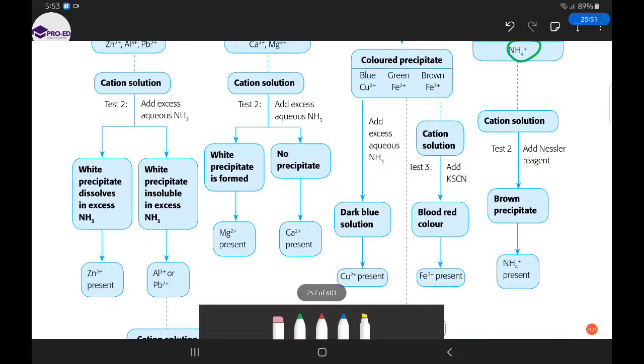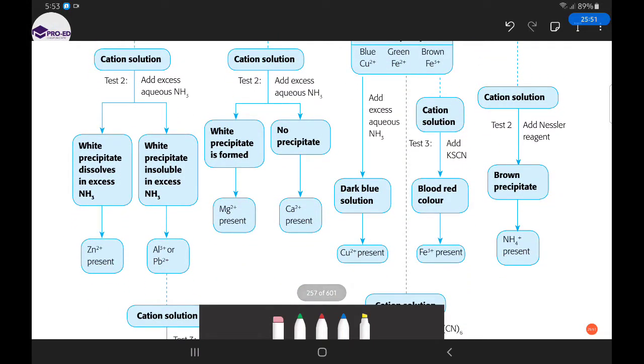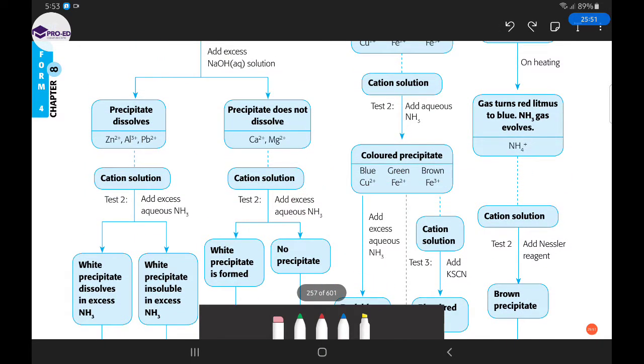But again, it's not a confirmatory test until you use the reagent which we just learned. So you take a brand new solution and add Nessler's reagent. If it forms a brown precipitate, guaranteed ammonium ions are present. As simple as that.